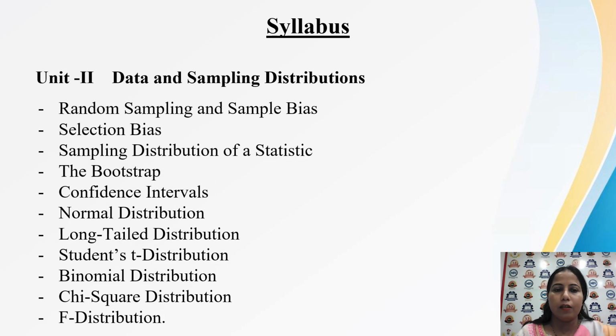After understanding the nuances of data, the second unit focuses on understanding sampling distribution. There are different types of populations, and different populations show different types of distribution, such as normal distribution, long tail distribution, student t distribution, binomial distribution, F distribution, and chi-square distribution. In this unit, we will also study one of the sampling techniques, that is the bootstrapping method, and we will also focus on understanding confidence intervals, which are specifically 68%, 95%, and 99%.